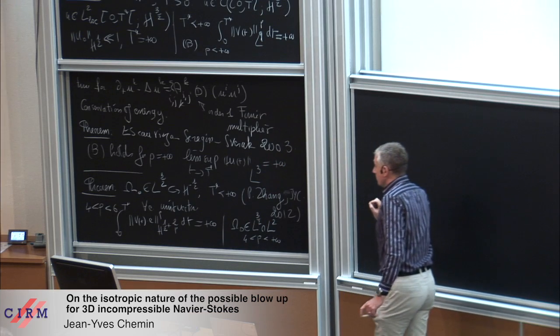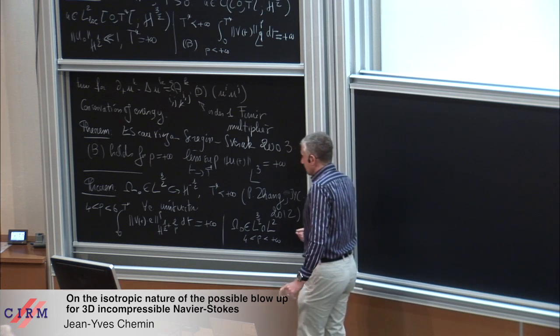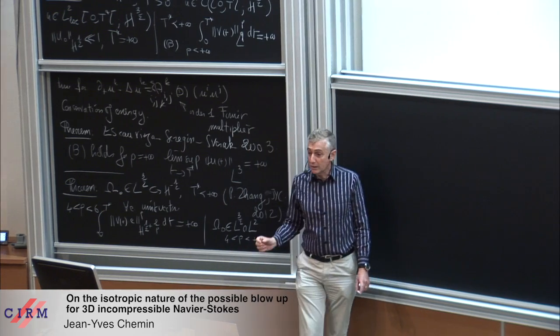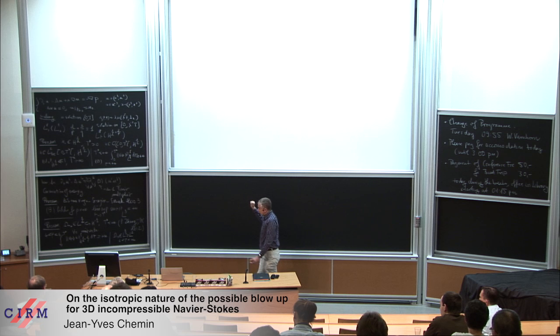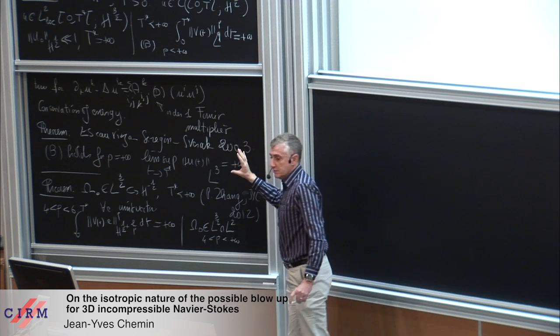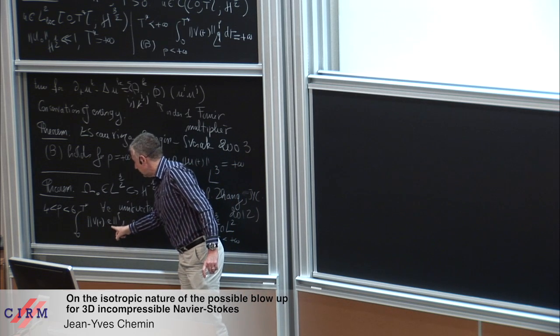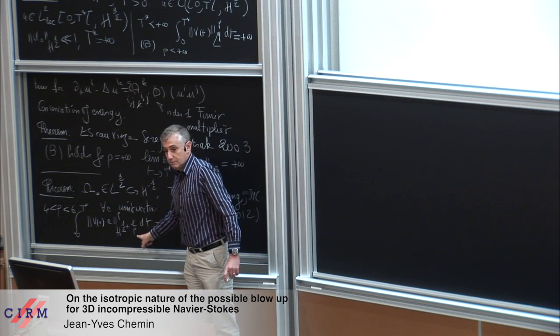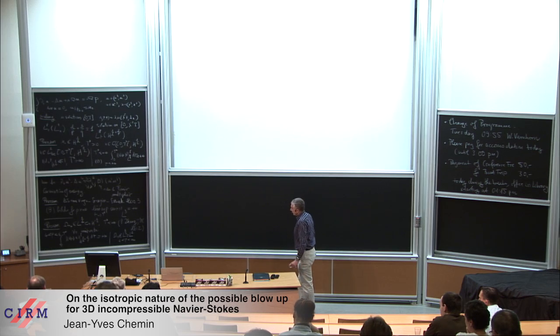But before this, let me make some history. In this direction, the first result was proved in 99 by Neustupa and Penel. And as Jörg Wolf and Zdenek Skalak told you yesterday, there is a lot of work with norms that are not scaling invariant. The point here is that the norm we put here is a scaling invariant norm. Okay, so this is the important point here. So let me explain the proof of the theorem.